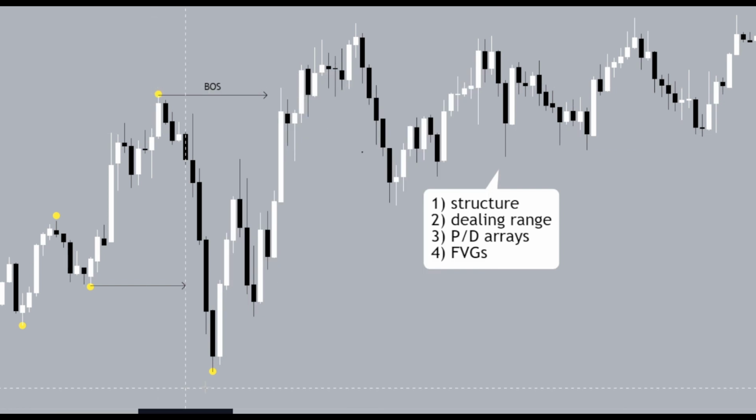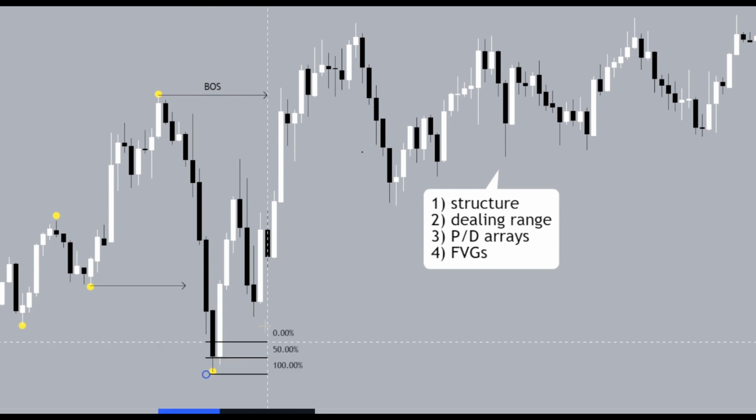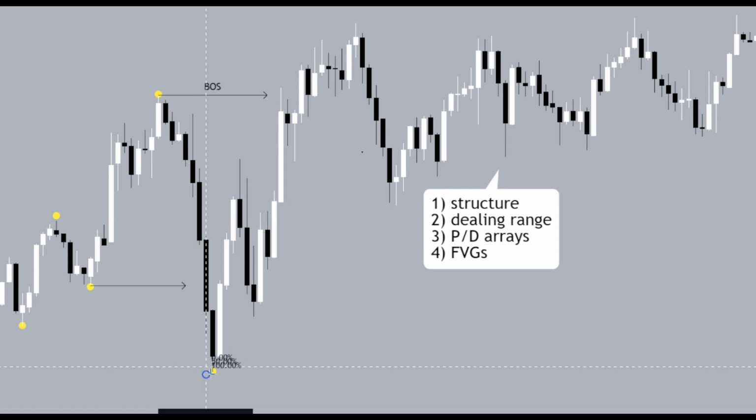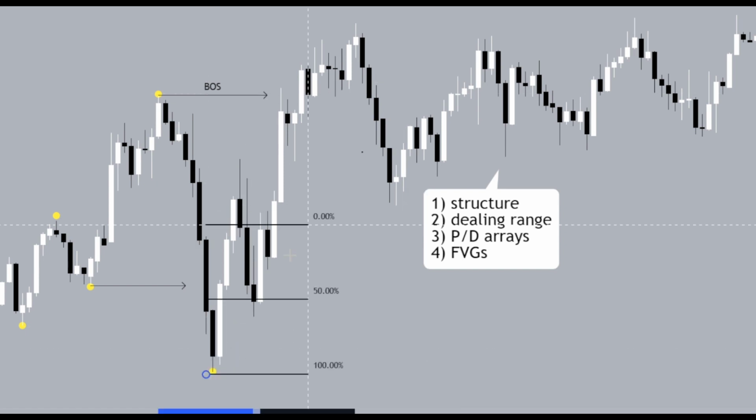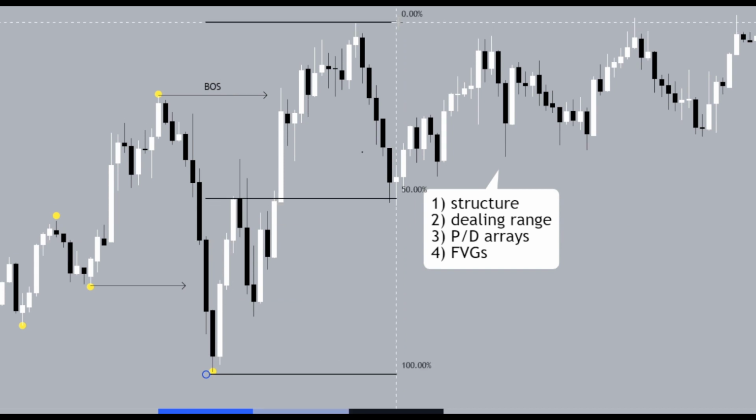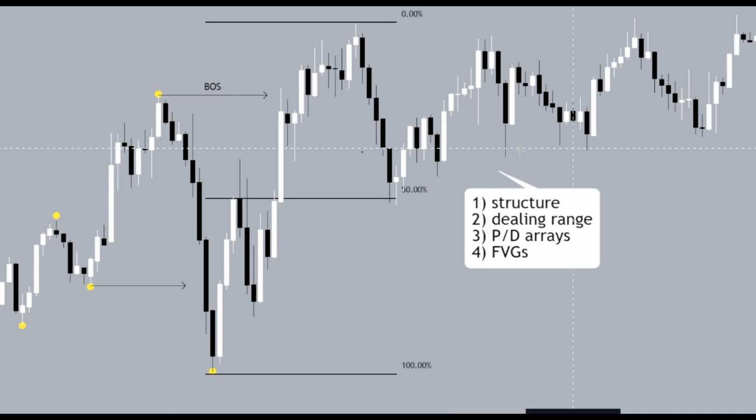Now from here, this gives rise to our dealing range, right? The dealing range can be projected from this swing low up to this swing high, right? This swing low up to this swing high. Now this, of course, simultaneously gives rise to the premium and discount arrays, right? What we have over here is we have an equilibrium. Anything below is a discount, anything above is a premium. So now we need to consider our fair value gap.